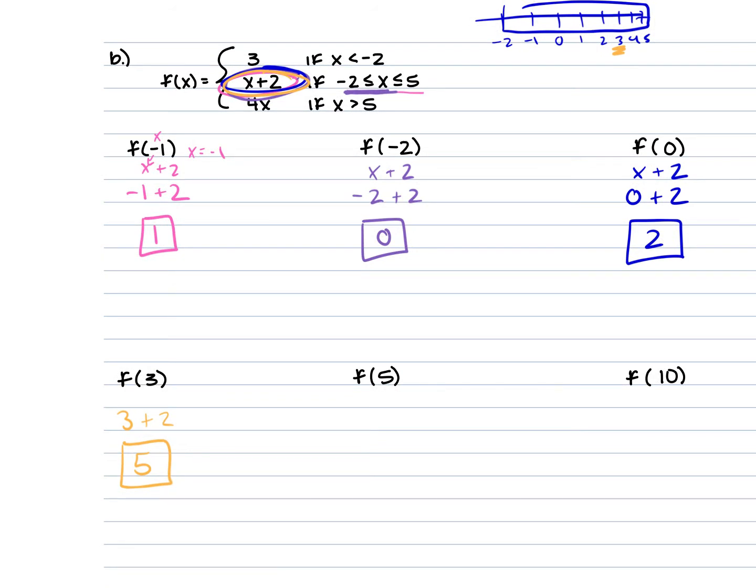All right, somebody other than Skylar, where do you think 5 would fall into? Why do you think the second one? Because it's equal to. Perfect. Because it has that less than or equal to, 5 is equal to 5, so it'd fall in the second one. So x plus 2, this would be 5 plus 2, which is 7.